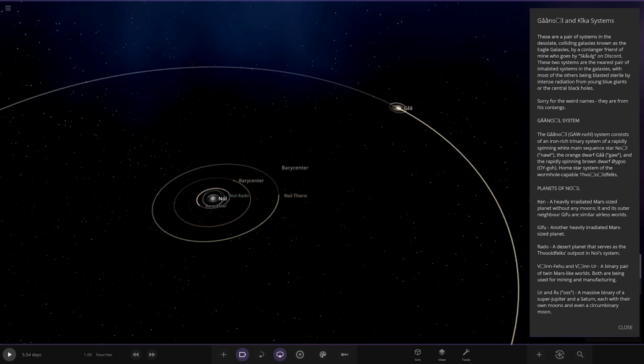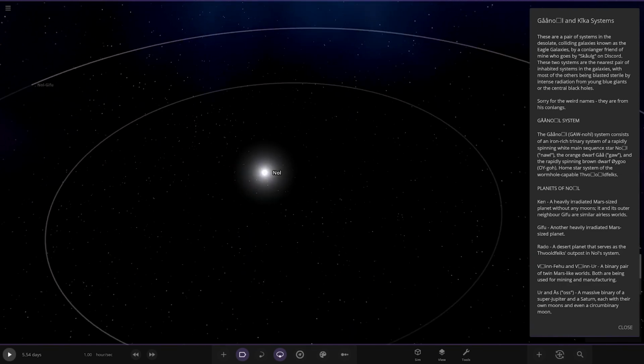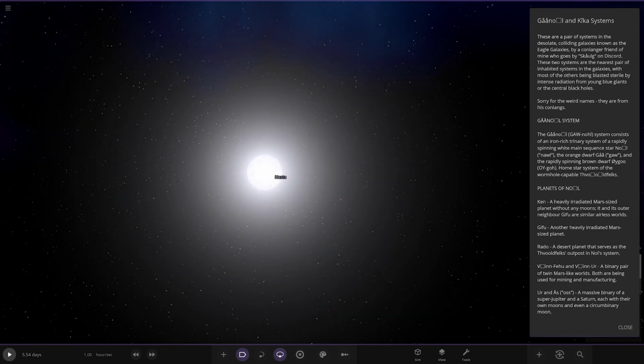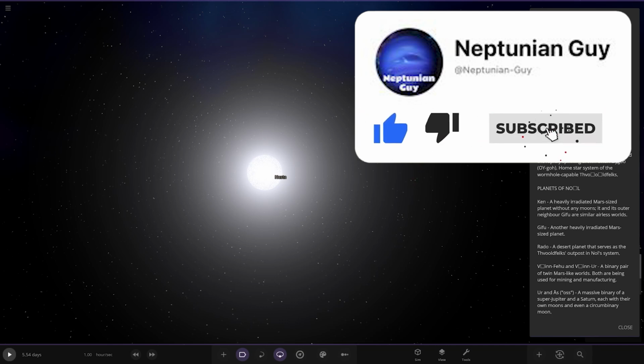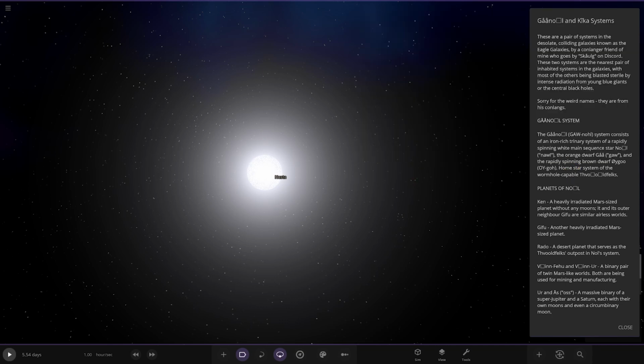So, the first of the objects that we got, the star down here. Okay, so these are a pair of systems in the Desolates Colliding Galaxies, known as the Eagle Galaxies by a conlanger friend of mine who goes by Garg on Discord. I do apologize, I'm going to butcher all of this. These two systems are the nearest pair of inhabited systems in the galaxies, with most of the others being blasted sterile by intense radiation from young blue giants or the central black holes. Sorry for the weird names there from his conlangs.